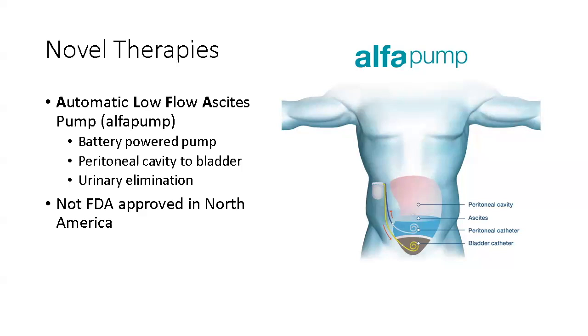And then I just thought this was really interesting. This isn't available in America right now. They've done trials on it, but there's something called the Alpha pump, automatic low flow ascites pump. Essentially you put this battery powered pump in, and it has one catheter that goes into the ascites and one catheter that goes into the bladder, and essentially pumps it into your bladder, and you urinate out the ascites. So again, it has had trials in America, not FDA approved here, but something that was interesting. So I couldn't not include it today. I know, one day.